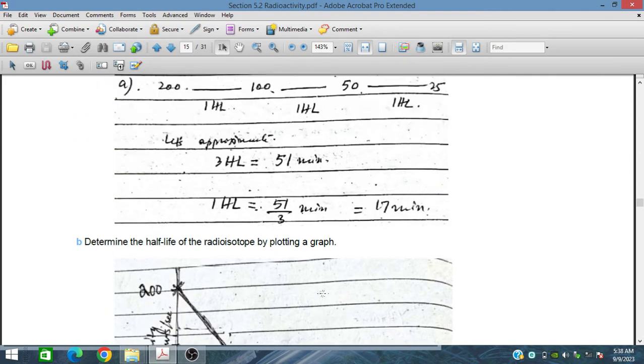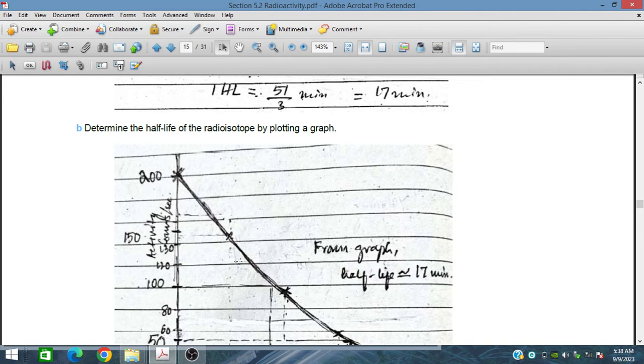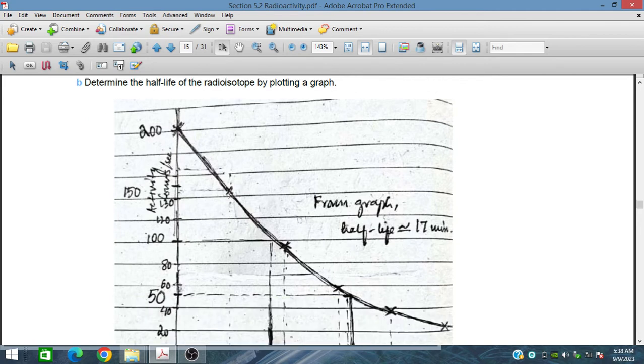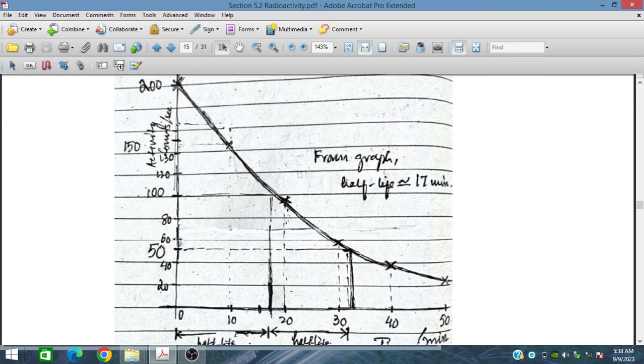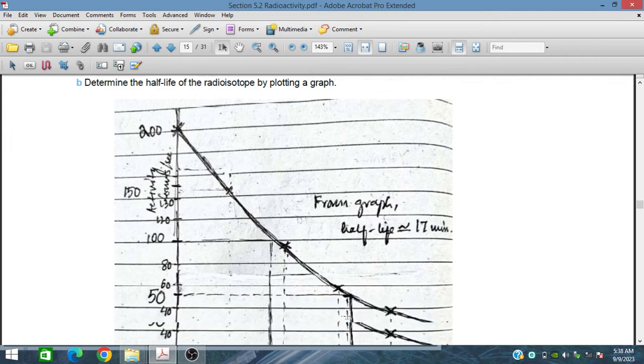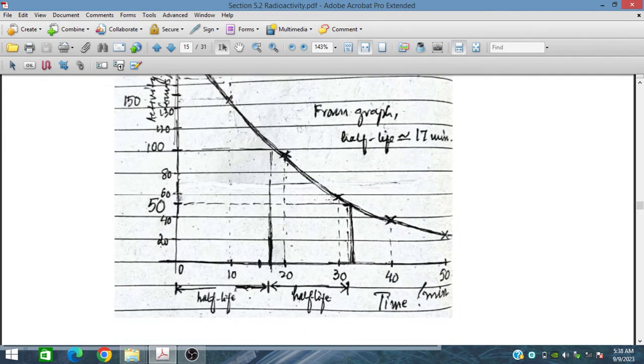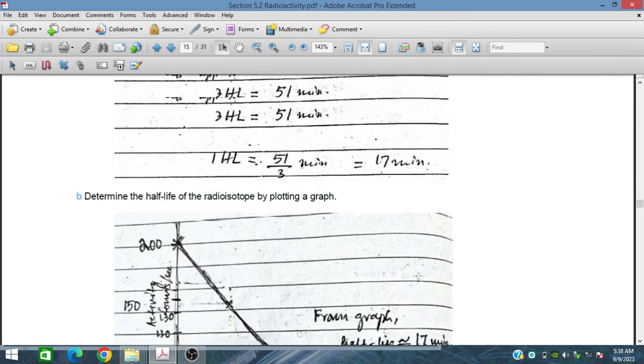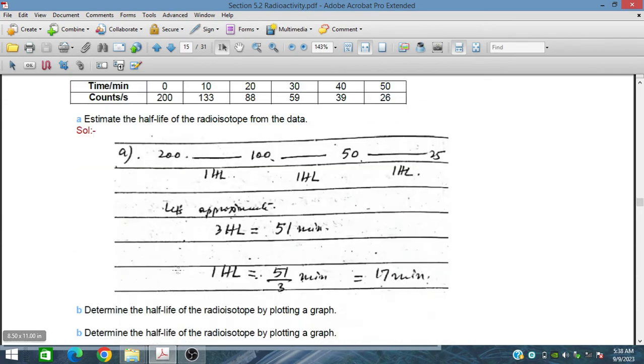This is plotted here. This is 200, this is 150, and this table is plotted from this experiment. From this graph we can see that at 50 it is the second half-life, at 100 the first half-life, which is at 17, and this is 34 at this value. So this is a simple graph. Very important question.